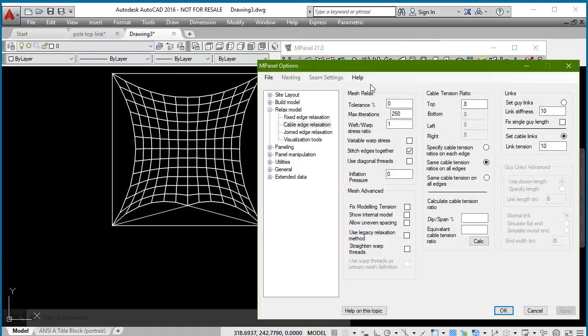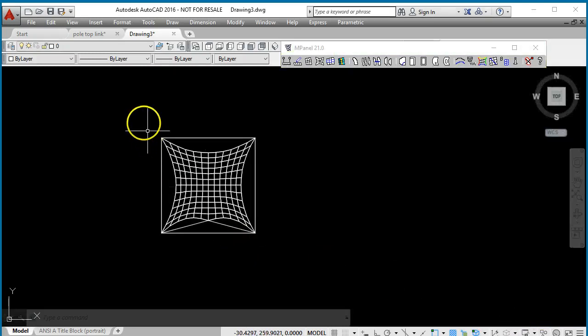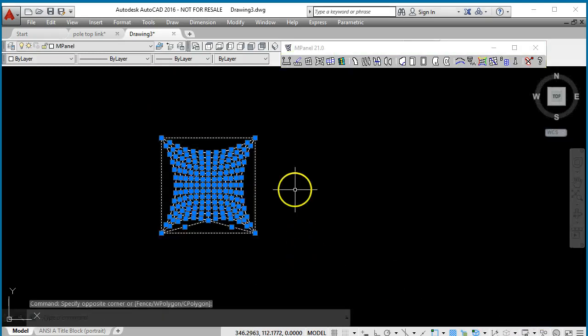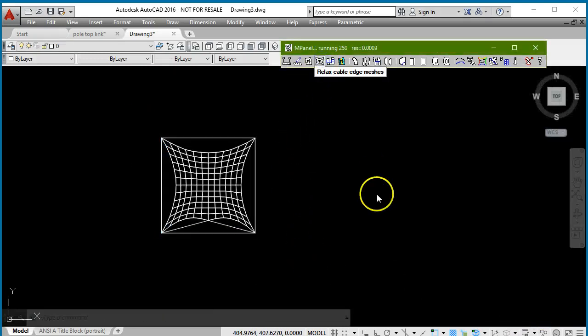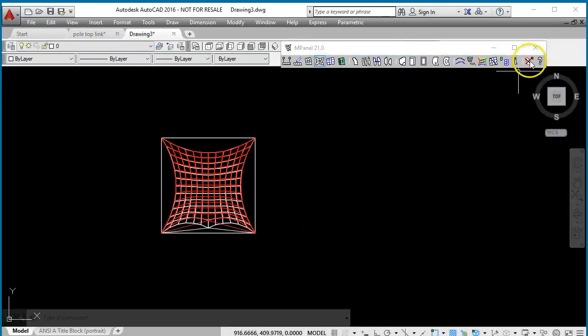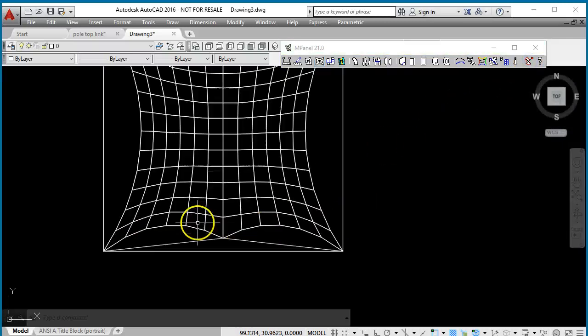We can look at the effect of increasing the cable tension. Let's put it here to a value of 30. And you can see here how the model behaves.